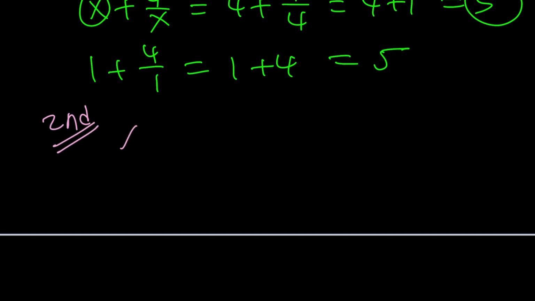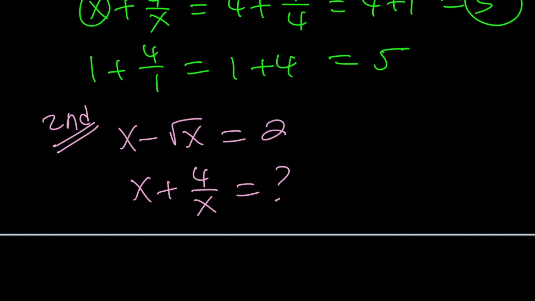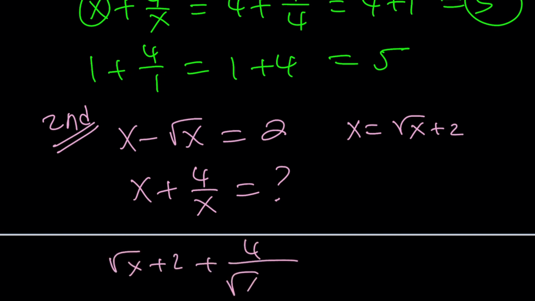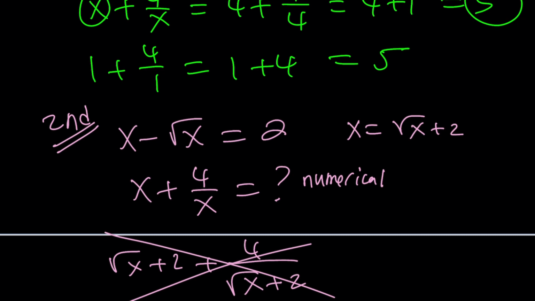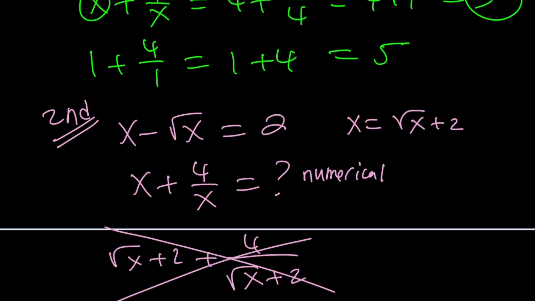So here's the thing. We have x minus square root of x equals 2, and I'm trying to evaluate x plus 4 over x. So trying to find a numerical value, right? Otherwise, I could just replace x with root x plus 2, and that would give me square root of x plus 2 plus 4 over square root of x plus 2, and just leave it like that. But that's not the purpose. I want to get something numerical, not something variable. So this is not good. Even though it wasn't mentioned specifically, it's understood. Come on, we've seen so many problems like that, right?